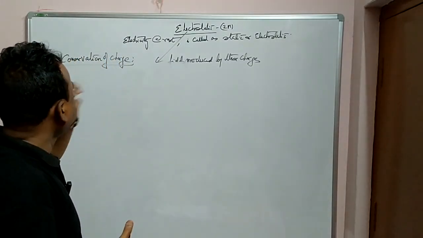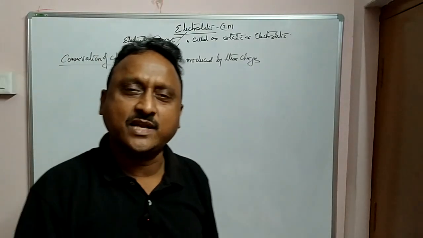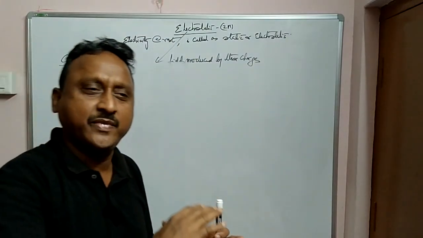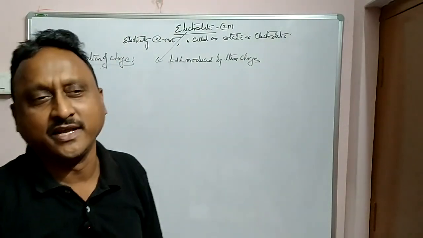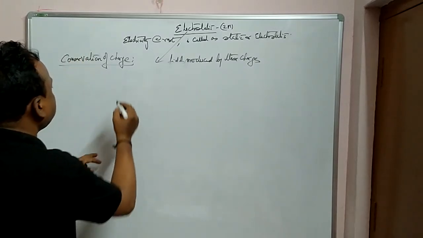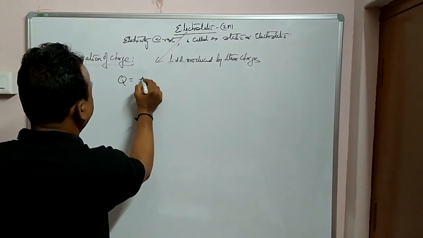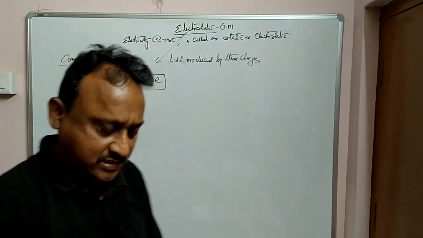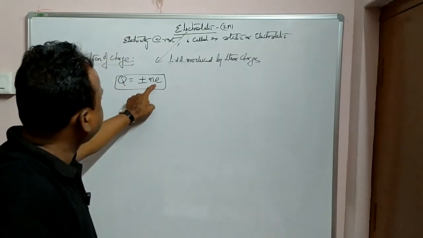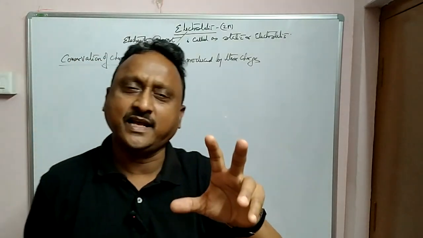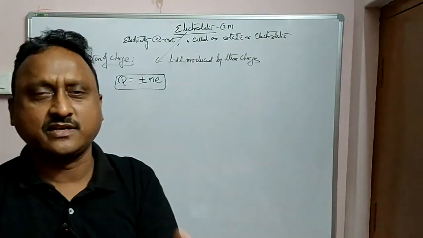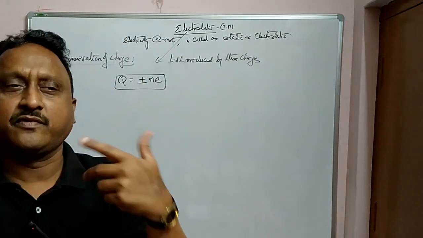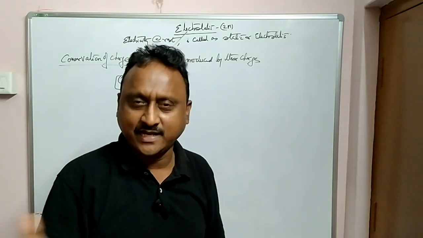In the same way, conservation of charge means charge can be neither created nor destroyed, and the total charge is constant. It can be transferred from one body to another body by friction. It is given by Q equals plus or minus Ne, a very important formula for numericals. Just like energy, charge can be transferred from one body to another.